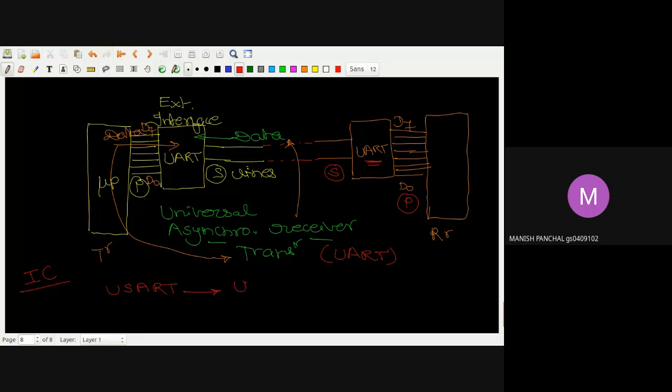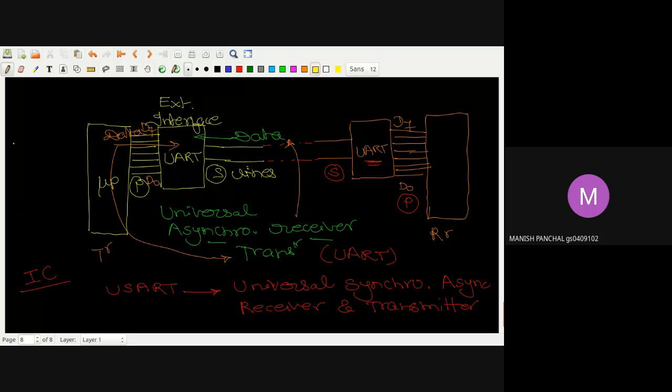So another is called a universal synchronous as well as asynchronous receiver and transmitter. Okay, so you can think about that. This is different. I hope you got the difference between these two. What is the basic difference between UART versus USART? UART will support only the asynchronous type, while USART will support synchronous as well as asynchronous type. So this is called the USART.